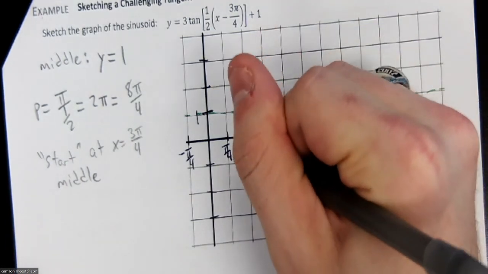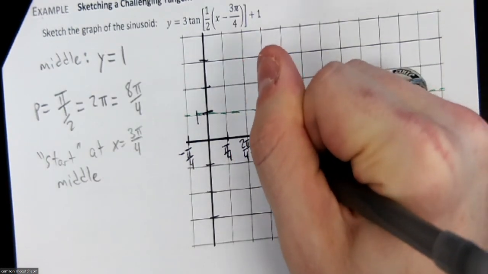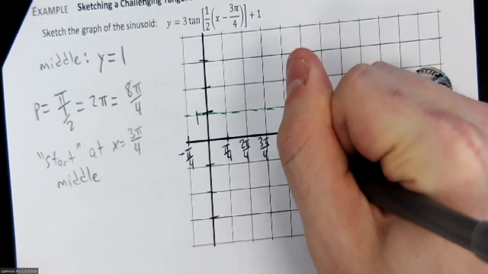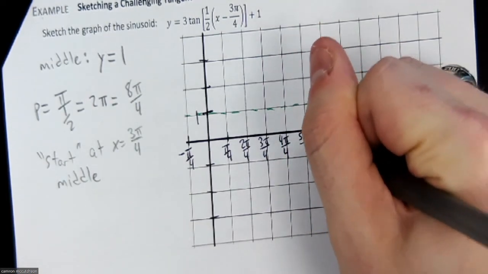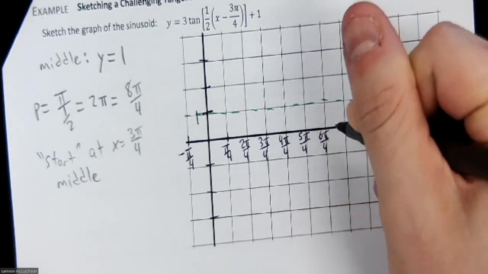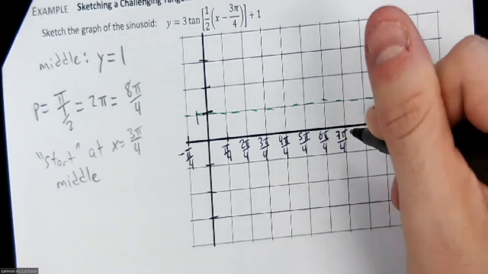See, 1 pi over 4, 2 pi over 4, which is pi over 2. 3 pi over 4. 4 pi over 4, which is pi. 5 pi over 4. 6 pi over 4, 3 pi over 2. And 7 pi over 4. I'm going to be real with you, I feel like stopping at 7 pi over 4. And here's why.